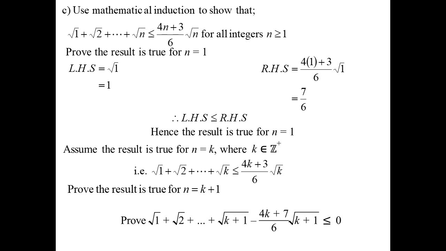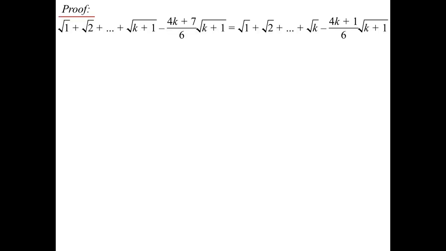Again, I'm moving everything to the left-hand side, and I'm going to try and show this expression is always negative. Okay, well, it's a series type, so I'll split the series up by putting in the second last term. So what I've done is I've grouped the root k plus 1 with the 4k plus 7 on 6 root k plus 1. We've ended up with minus 4k plus 1 on 6 root k plus 1. That's left me with my assumption, which I can now substitute in and say, well, this must be less than or equal to this lovely expression there.